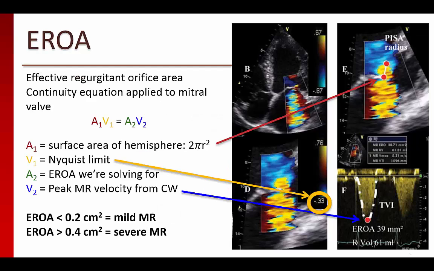We use the PISA method to determine the effective regurgitant orifice area using the continuity equation, which states that A1 times V1 equals A2 times V2. This is the same principle we use to determine aortic valve area and aortic stenosis. Now that we know the surface area of the hemisphere of blood approaching the regurgitant orifice, the aliasing velocity or Nyquist limit, and the peak MR velocity from continuous wave Doppler, we then use the continuity equation to solve for the EROA. There are several limitations to the PISA method.